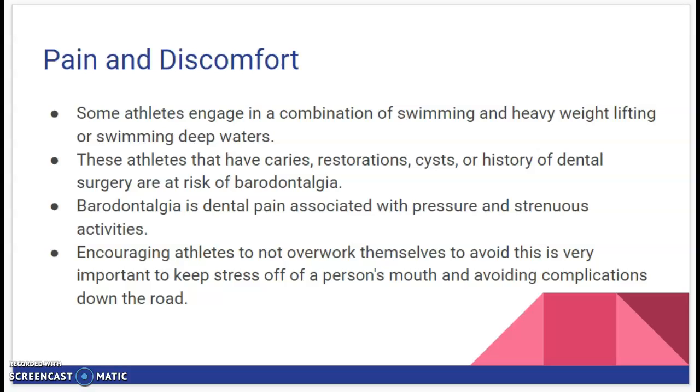Encouraging athletes to not overwork themselves to avoid this is very important to keep the stress off of their mouth and especially to avoid complications further down the road.